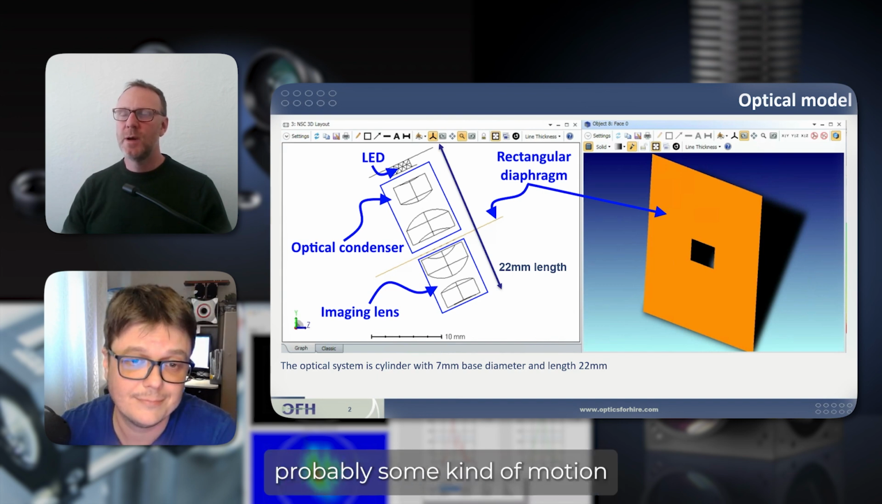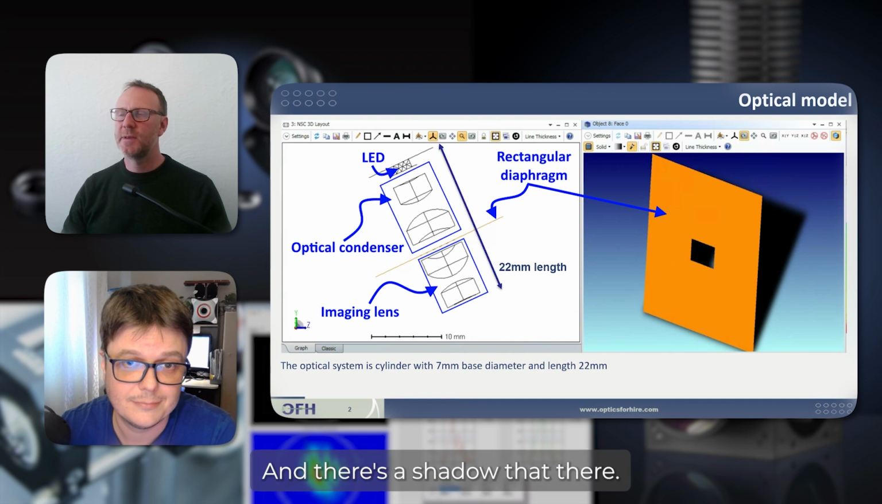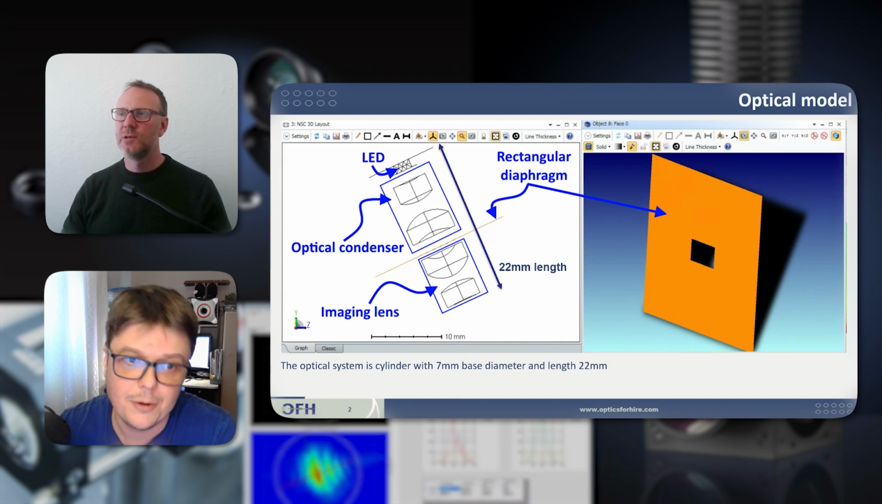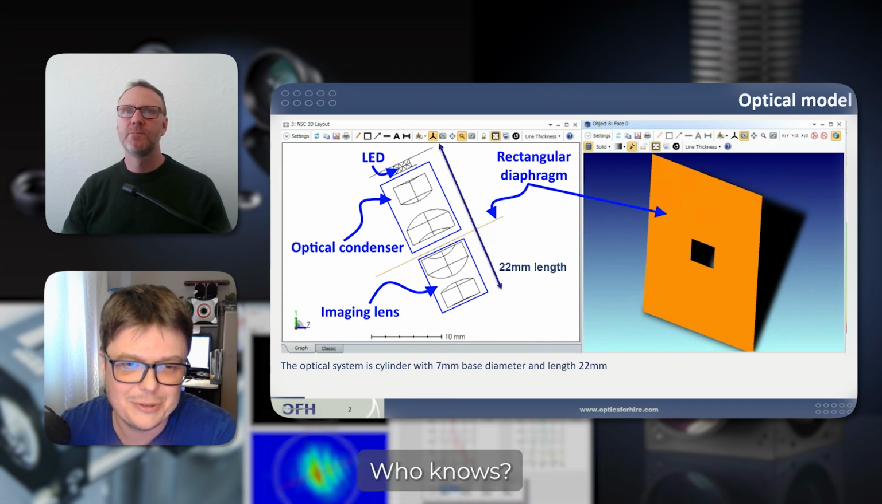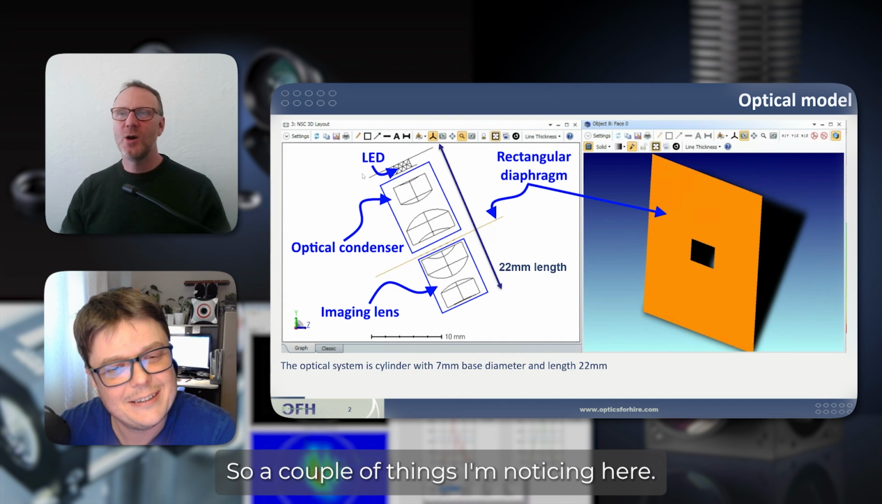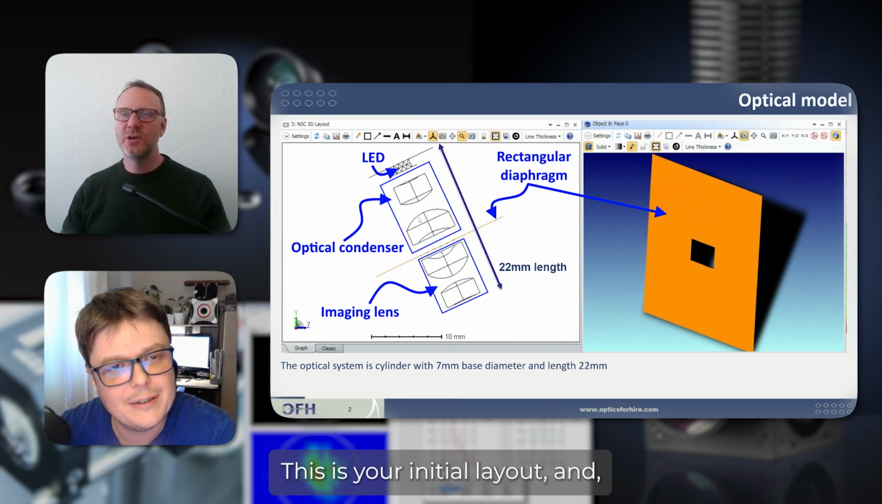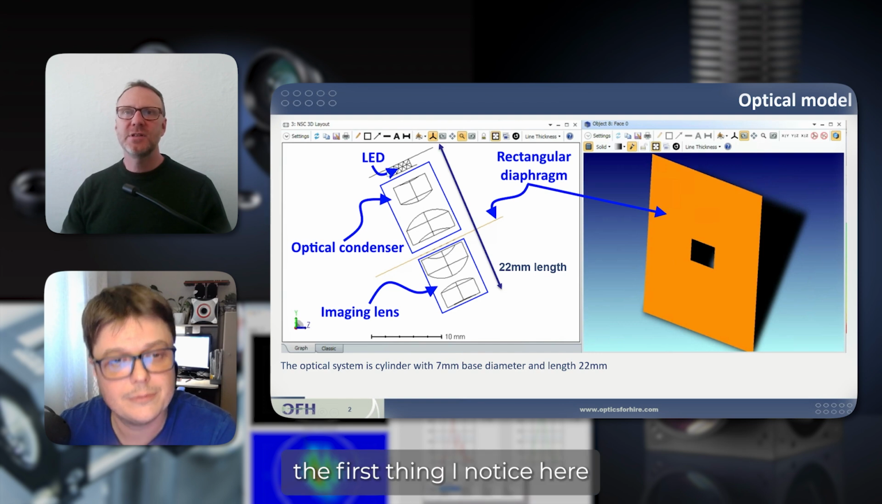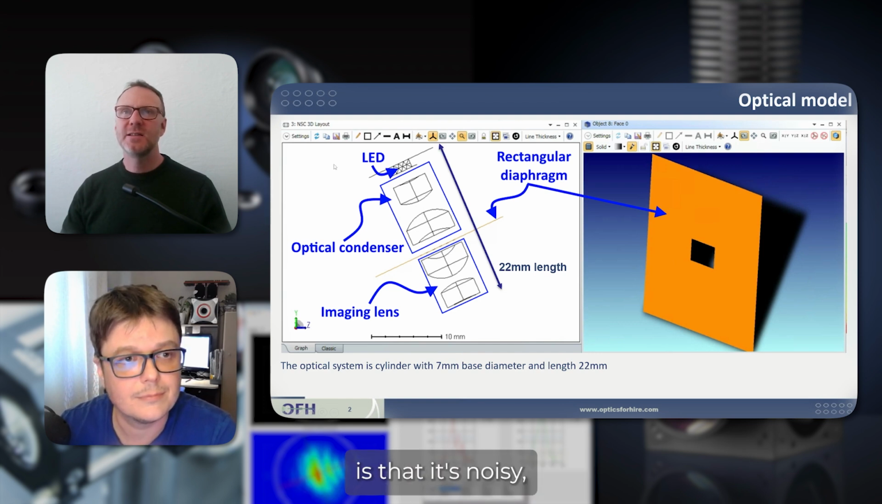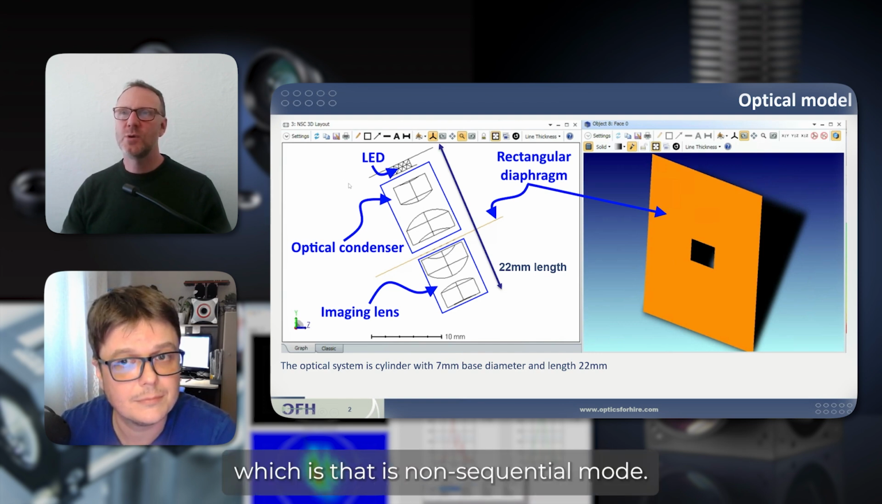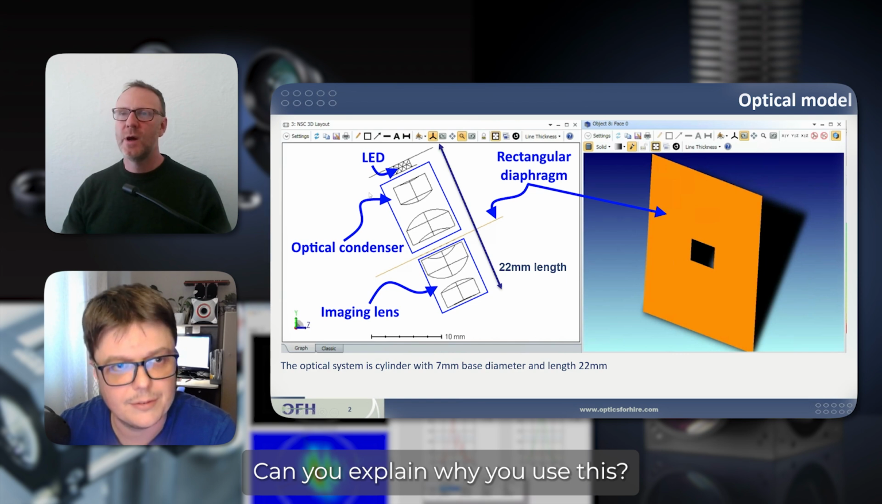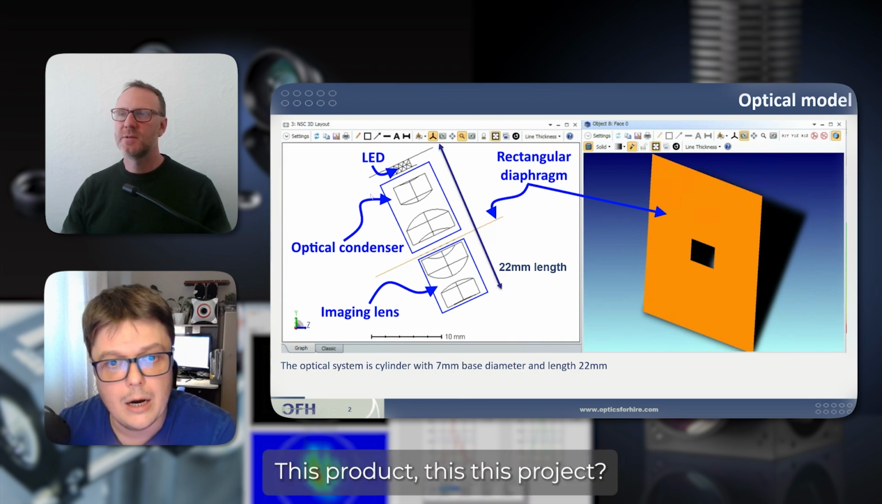Okay, so we're doing probably some kind of motion tracking or something, and there's a shadow there. Probably, who knows? Okay, so a couple of things I'm noticing here. This is your initial layout, and the first thing I notice here is that it's NSC, which is non-sequential mode. Is that right? Can you explain why you use that for this project?